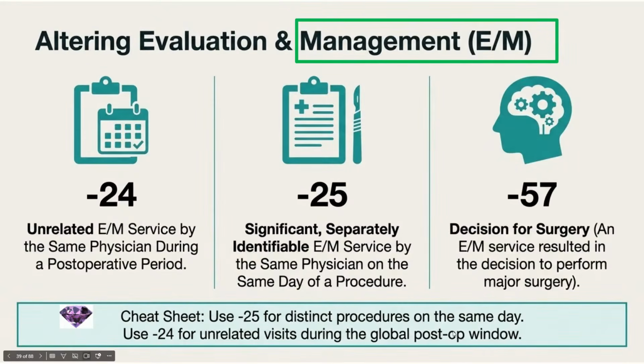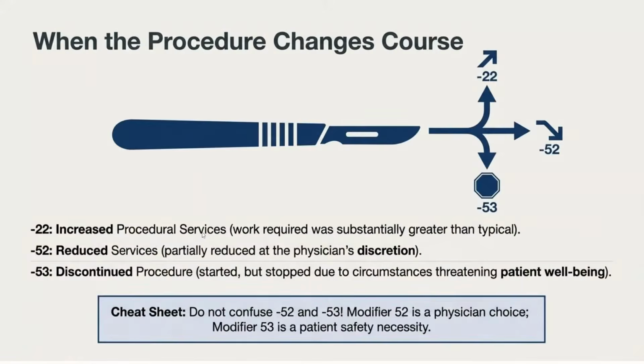And 57, decision for surgery. The reason we need a decision for surgery modifier is because typically if an E&M visit occurs on the date of surgery, then that 57 modifier enables payment of that E&M visit. And 25 is more specific. And we're going to demonstrate that.